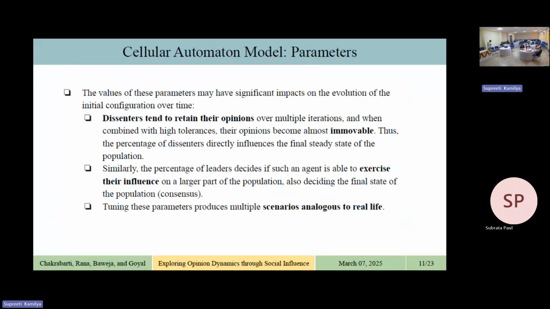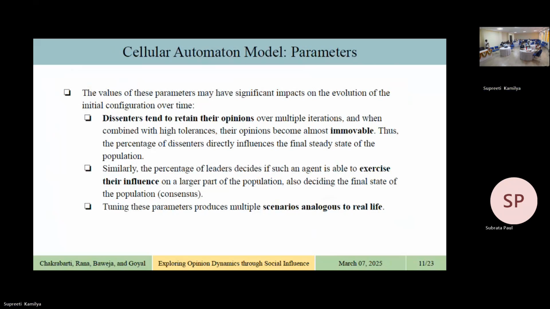So we have defined these parameters based on their impacts, which we could actually utilize to define real world scenarios. So for example, the dissenters tend to retain their opinions. Even the dissenters and the leaders have a larger influence area. So these kinds of agents, the density of these agents would dictate the final state of the configuration.